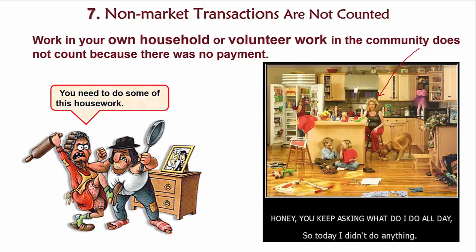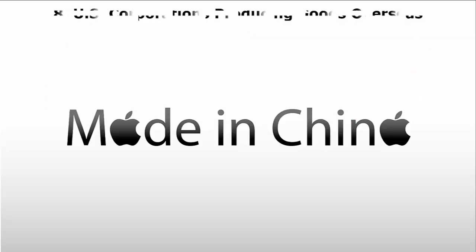So this could involve anything. It could be mowing your own yard, painting your house, doing your own repairs at home, repairing your own car. These are all valuable services that are taking place, but since the economy is not demonstrating payment for it, then it doesn't count. Okay?